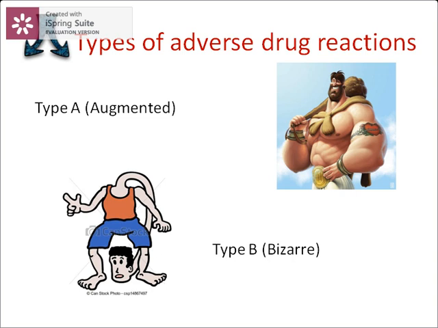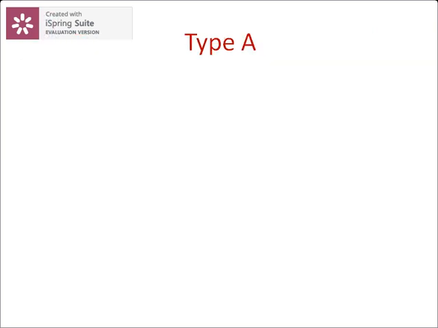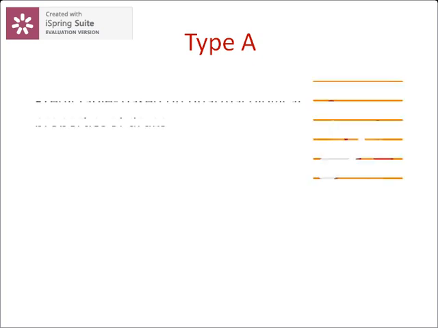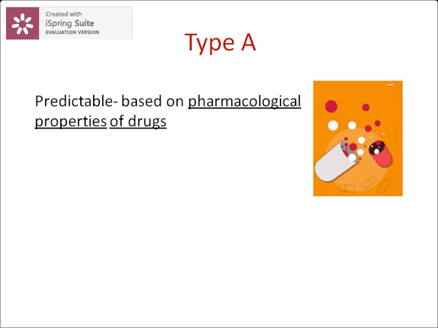The augmented type of reactions happens because of the extension of pharmacological actions or excessive pharmacological actions, while bizarre type of reactions are not associated with the pharmacological properties of the drugs. First we'll see type A or augmented type of reactions. Generally they are predictable based on the pharmacological properties of the drugs, because they occur because of the known action of the drugs.